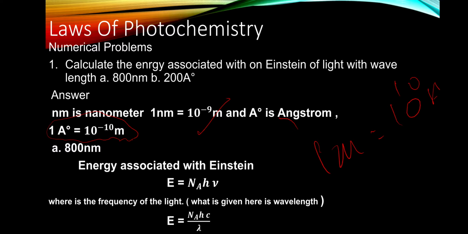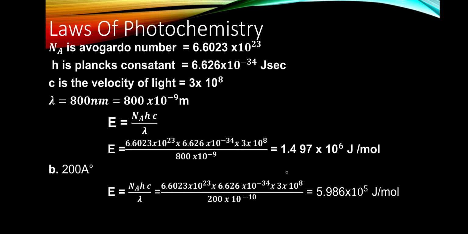Sorry for the mistake. Now the numerical problems we have done: 800 nanometer means 800 into 10 to the power minus 9 will come. So for 800 nanometer, E is equal to N_A h c by lambda. So 6.023 into 10 to the power 23 into 6.626 into 10 to the power minus 34 into 3 into 10 to the power 8 divided by 800 into 10 to the power minus 9. So the value will be 1.497 into 10 to the power 5 joule per mole.